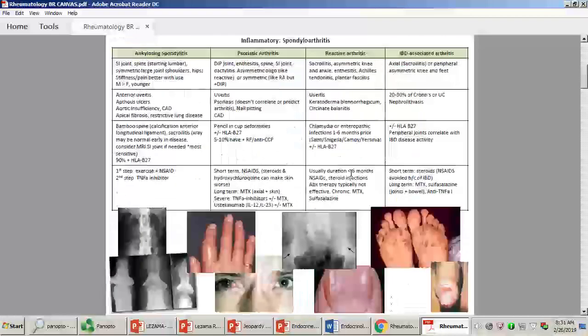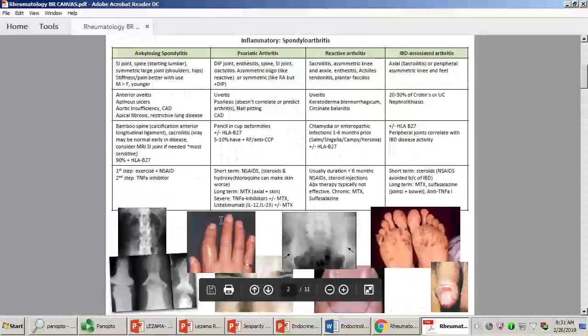No? So we have some pictures here. So pictures, what do you guys think this is here? Right, that's your bamboo spine. That's classic, like a step 1 or even step 2 picture. So here, what do we see? The pencil in a cup, very good.